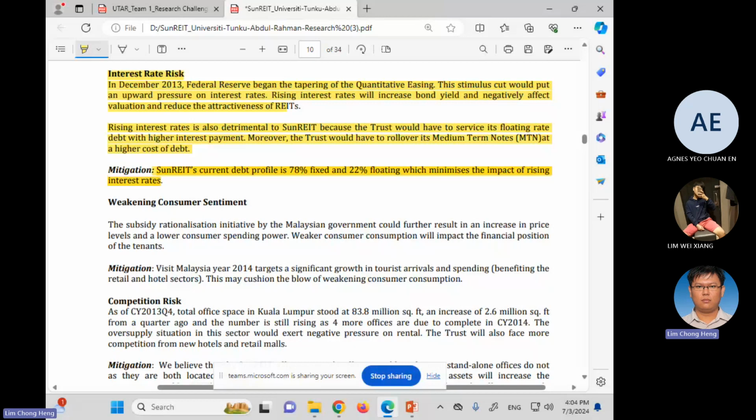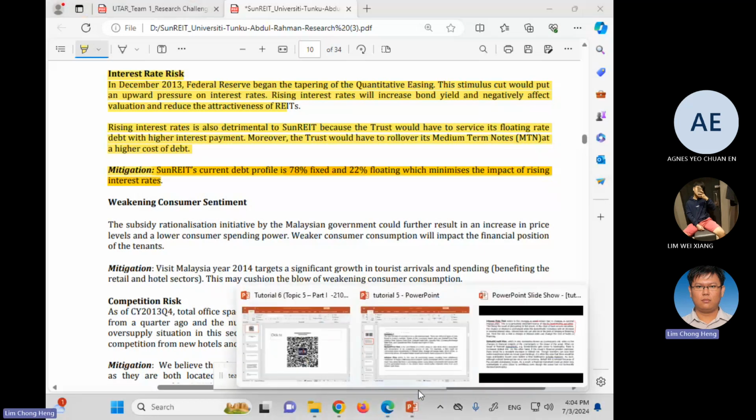So the same company has the same situation, but whether the interest rate increases or decreases, your interpretation will be affected. And then how do you know 78% is fixed and 22% is floating? You read the annual report. They will tell you. Okay, simple. So now, I give you another example.